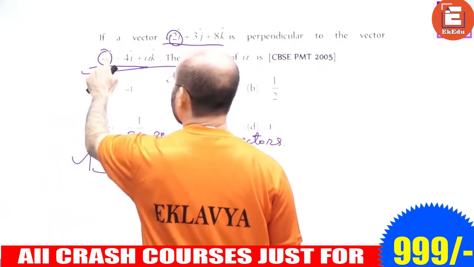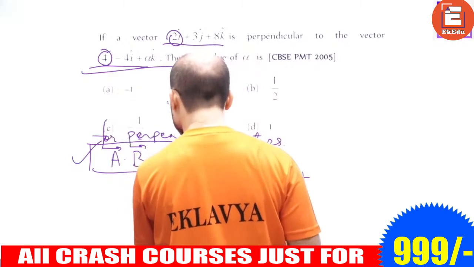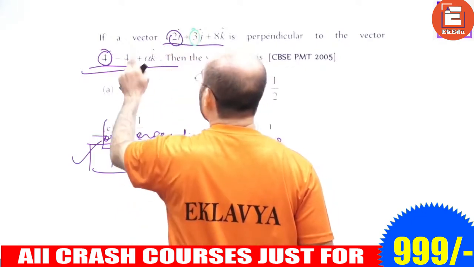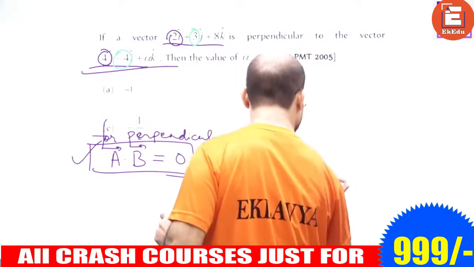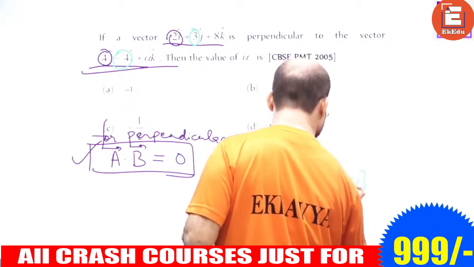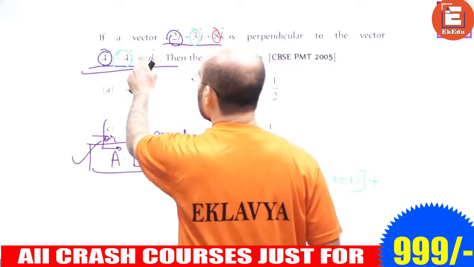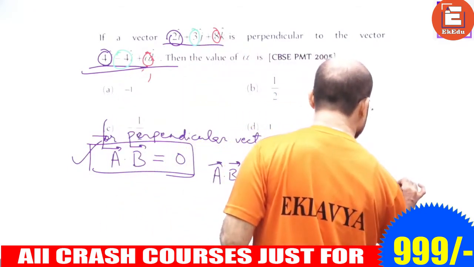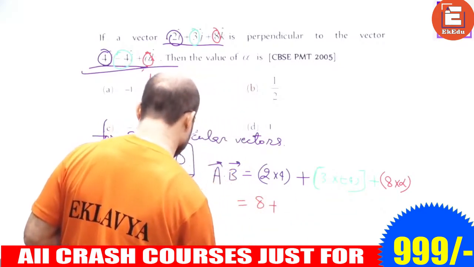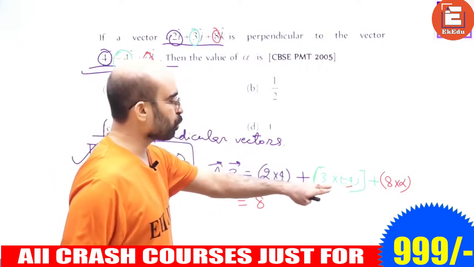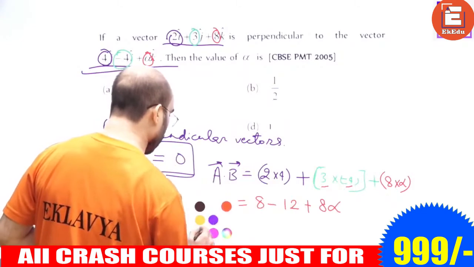A dot B equals what? AX into BX, so 2 into 4. All right. This is plus. Okay, plus. And now what? Now you have 3 as AY and minus 4 as BY. So 3 into minus 4, plus AZ, 8 into this is alpha. So it will be 8 into alpha, right? 8 into alpha. So what is the final result? 8 minus 4 into 3 is minus 12. So 8 minus 12 plus 8 alpha. So this is what we got as A dot B.